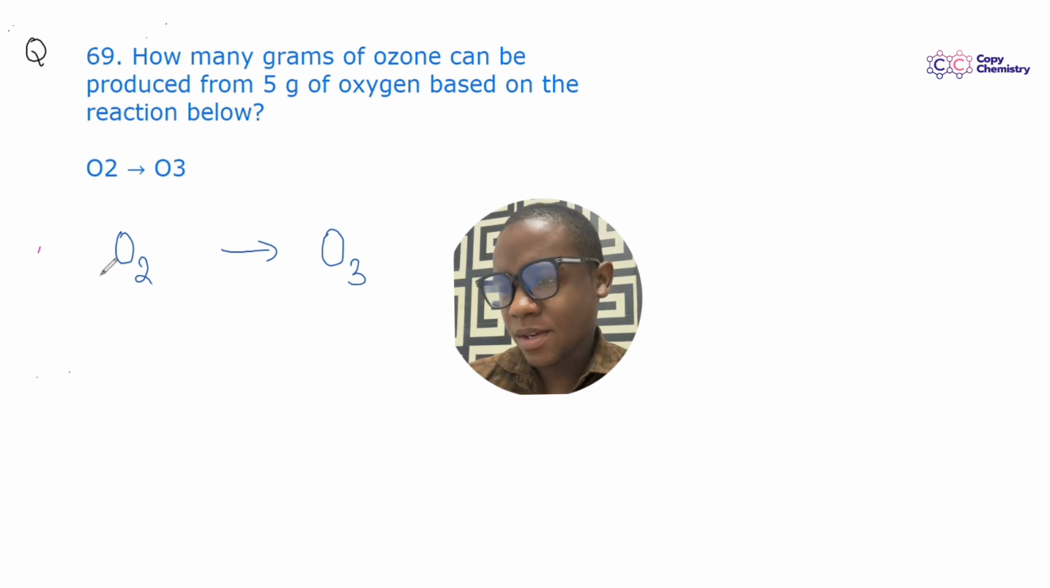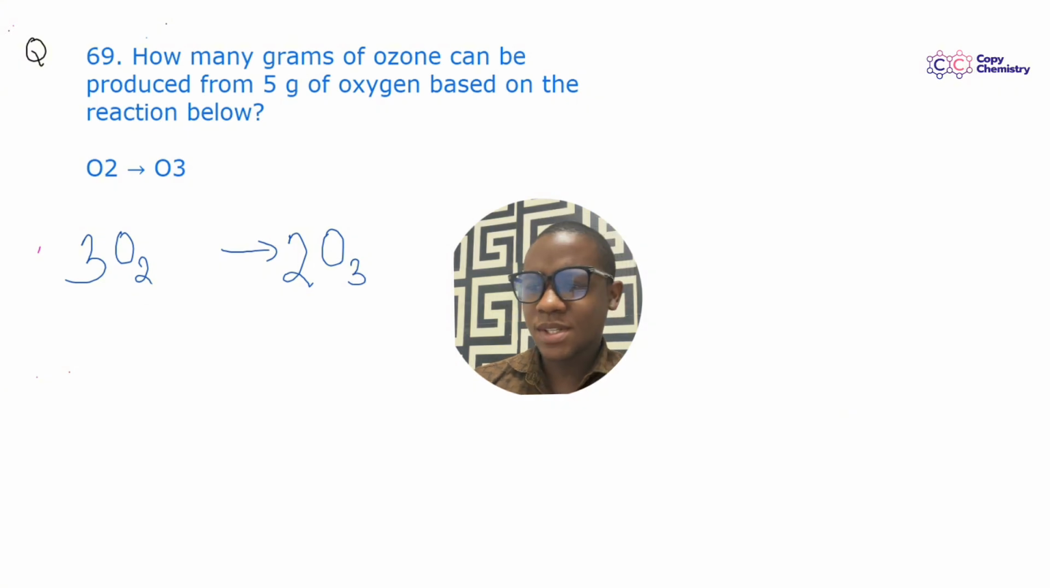And basically, I think I'll just switch the numbers here. Make this 3, make this 2. So both of them is 6 now. How many grams of ozone, that's O3, can be produced from 5 grams of oxygen based on this reaction?